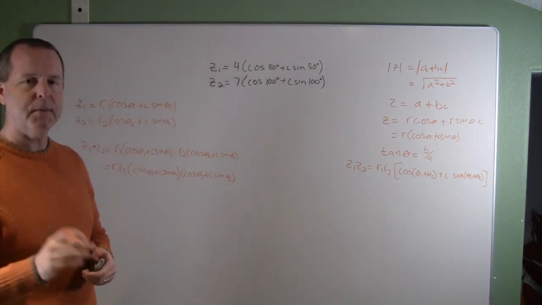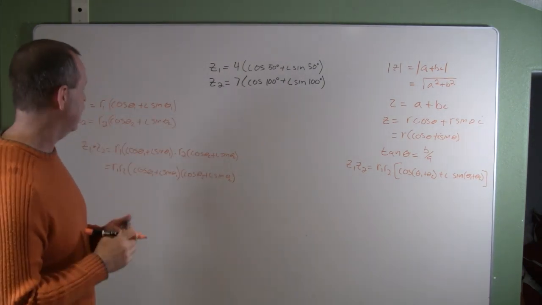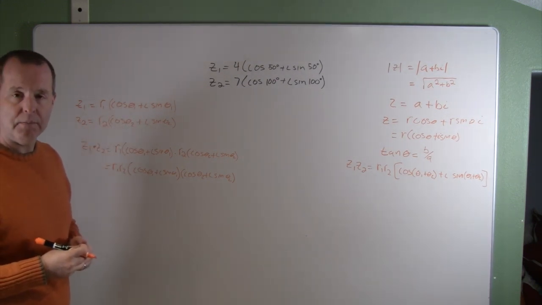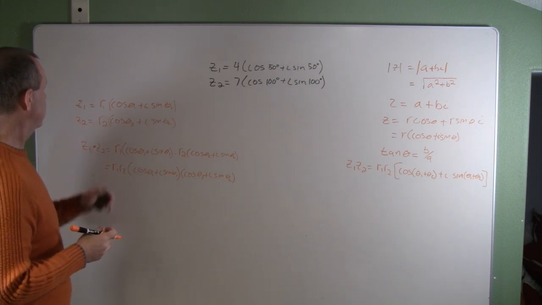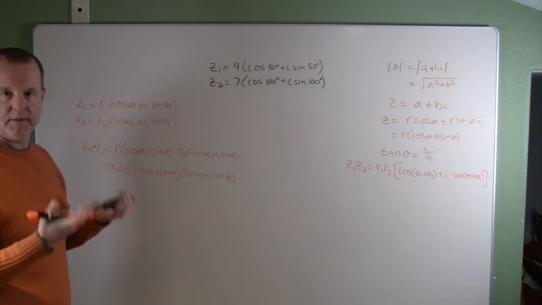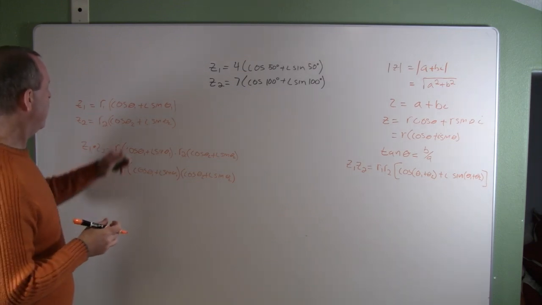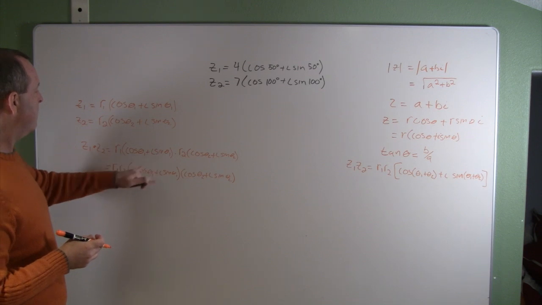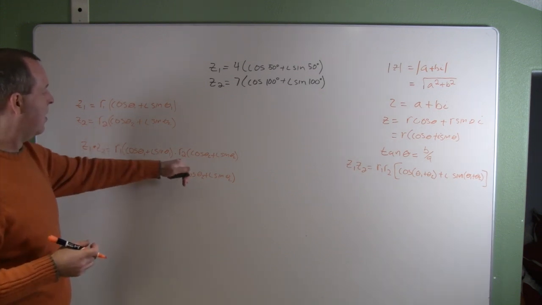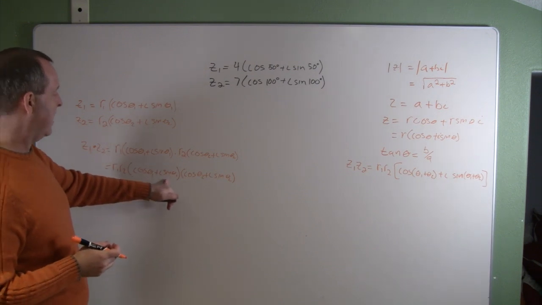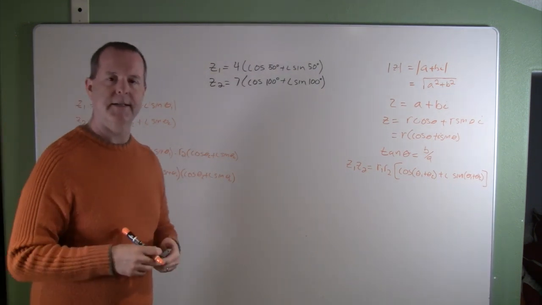All right, haven't done much yet. Let me pause for a second and allow you to catch up. I have two complex numbers written in polar form, identified as z1 and z2, and I kept the subscripts separate so we can tell which one we're dealing with. I just want to multiply those together. So setting them up, I multiply the r's so I have them out in front. What I have left now is cosine theta plus i sine theta times its second point.